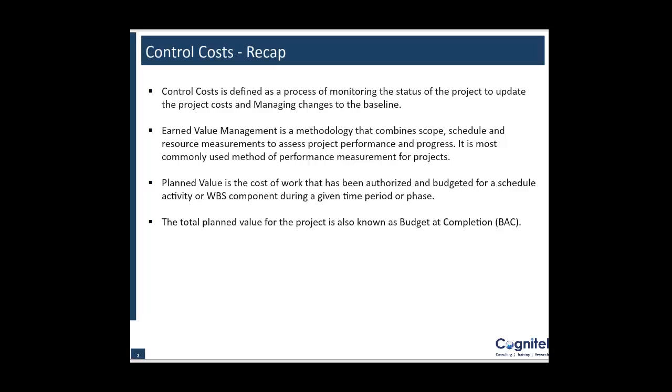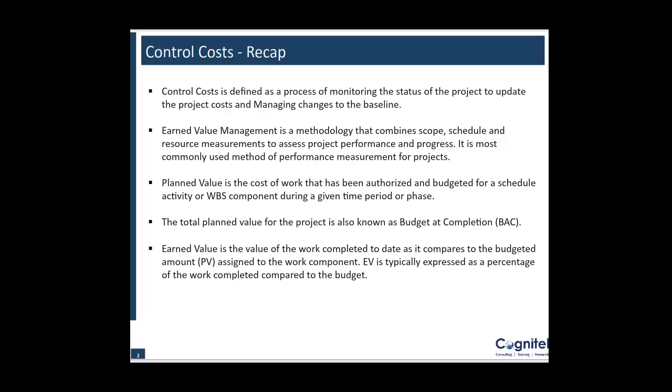One thing I missed telling you is that BAC, or budget at completion, is sigma PV. Budget at completion is nothing but the total planned value of the project. It's the sigma of planned value. That is the budget at completion.